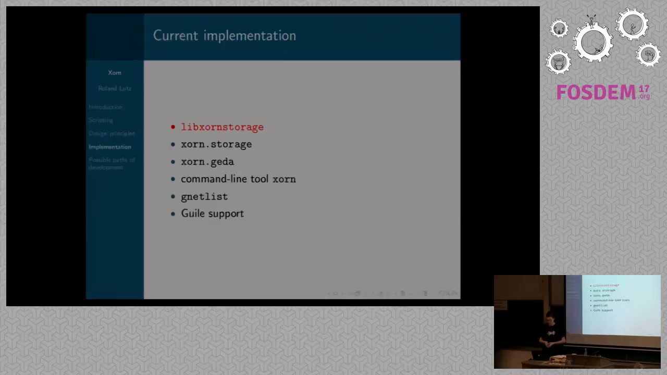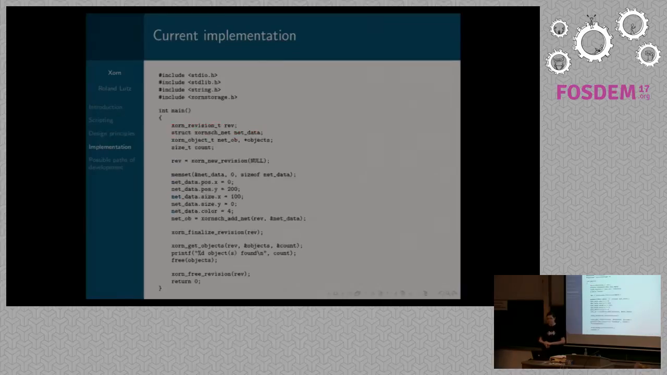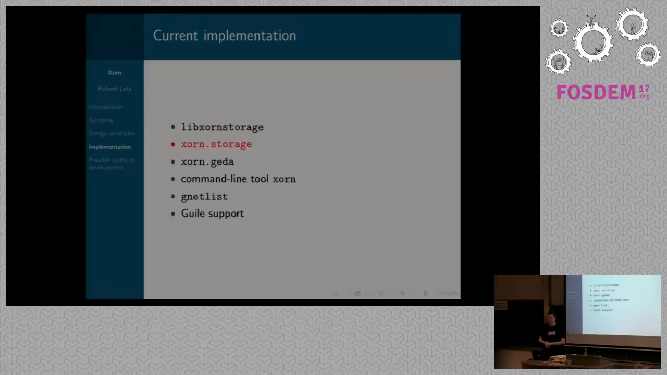This is how Xorn is currently implemented. There is libxorn storage, which I just talked about. Here is an example program which I will skip for time reasons. There is Xorn.storage, which are Python bindings for libxorn storage. I decided for Python because it's a language which is relatively easy to learn as opposed to Scheme, which is currently used in gEDA/gaf. Here is an example for that.